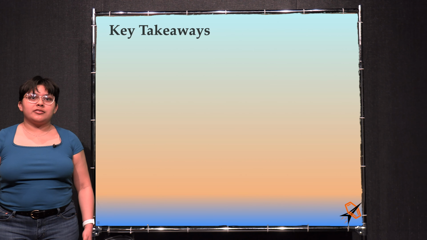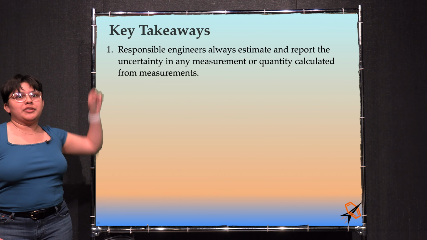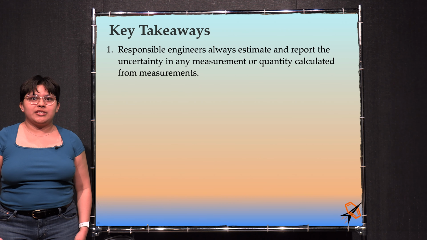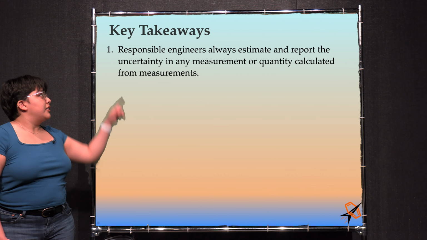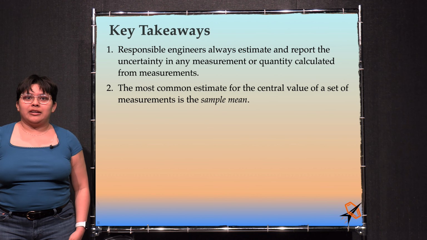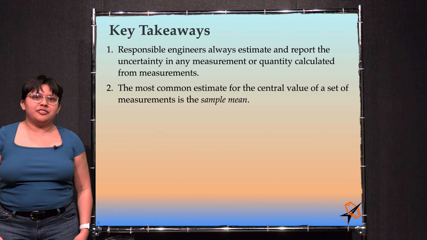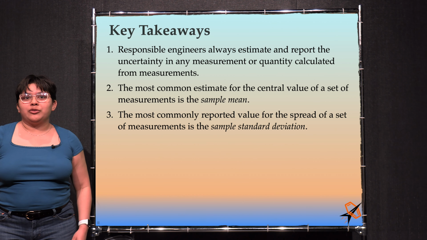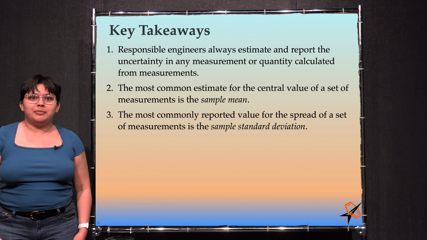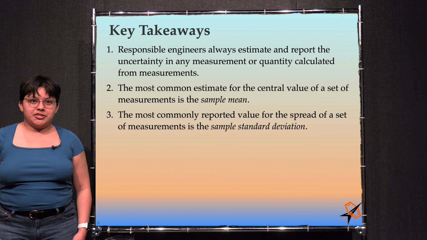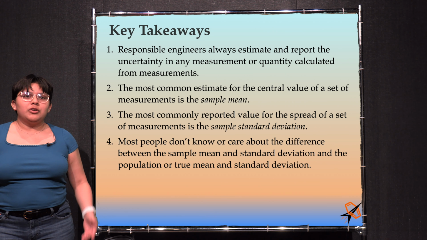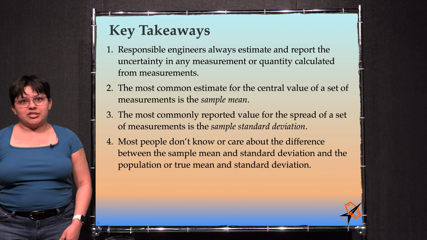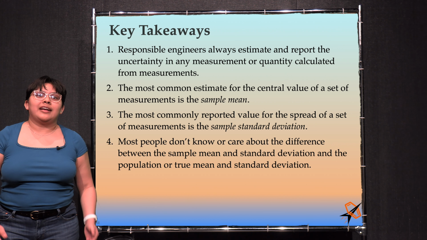The key takeaways are: 1. Responsible engineers always estimate and report the uncertainty in any measurement or quantity calculated from measurements. 2. The most common estimate for the central value of a set of measurements is the sample mean. 3. The most commonly reported value for the spread of a set of measurements is the sample standard deviation. 4. Most people don't know or care about the difference between the sample mean and standard deviation and the population or true mean and standard deviation.